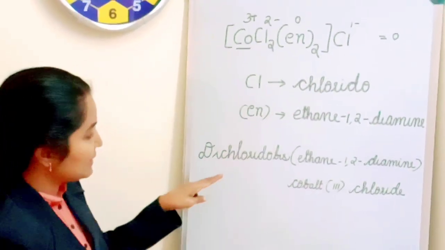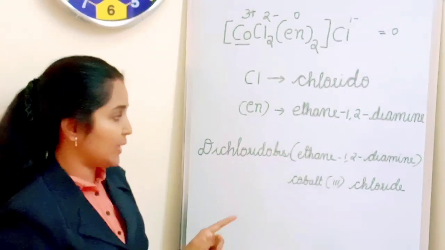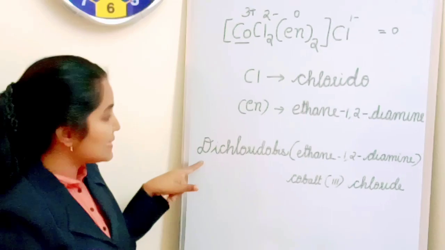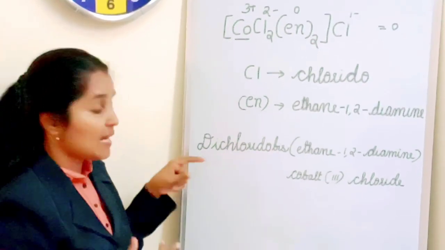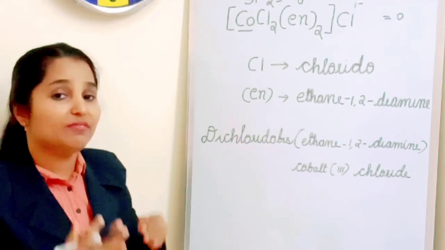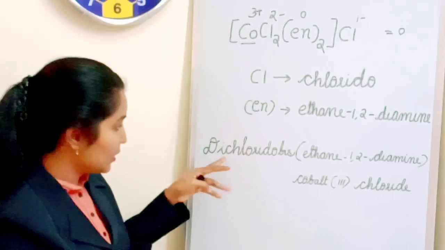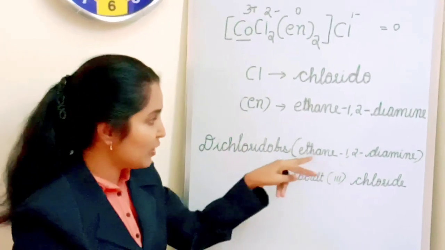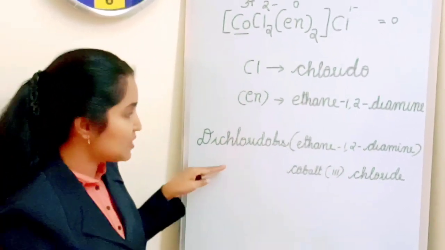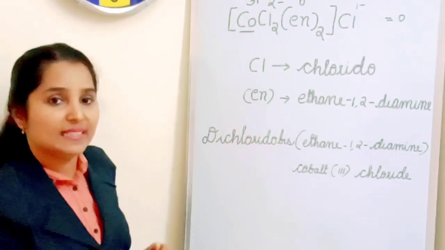Why do we write it this way? We see here inside the parentheses we have ethane-1,2-diamine. But prefixes like bis, di, etc., are not considered when we arrange ligands in alphabetical order. Instead we just look at the first letter of the ligand name alone. Chlorido, C. Ethane-1,2-diamine, E. So chlorido comes first, then ethane-1,2-diamine. So this is the name of the given coordination compound.